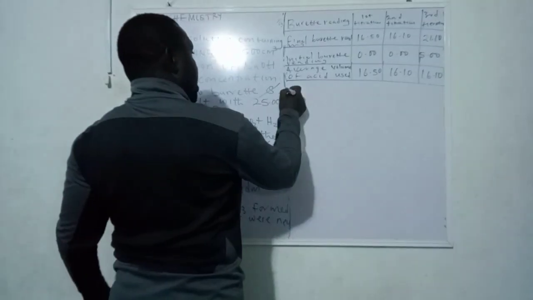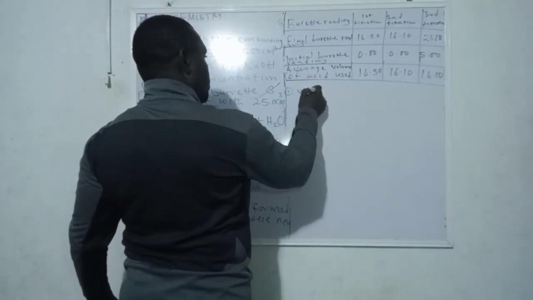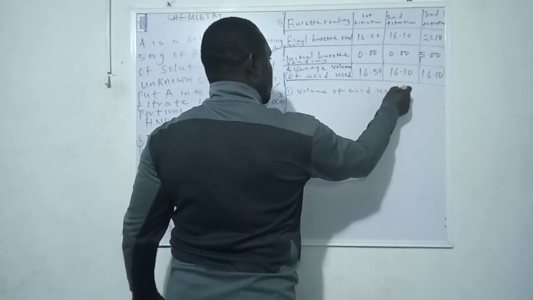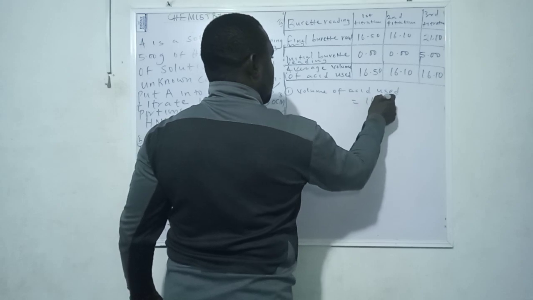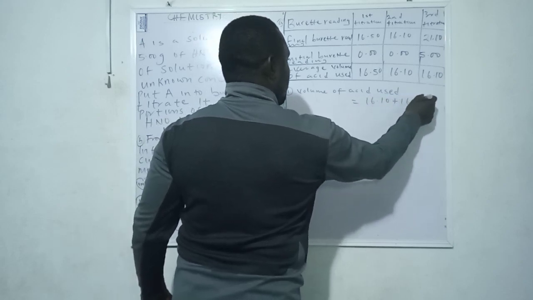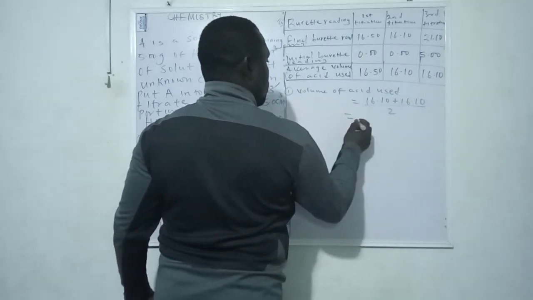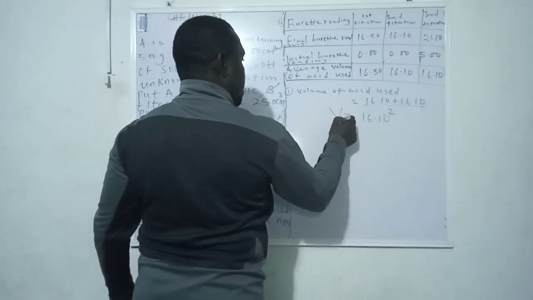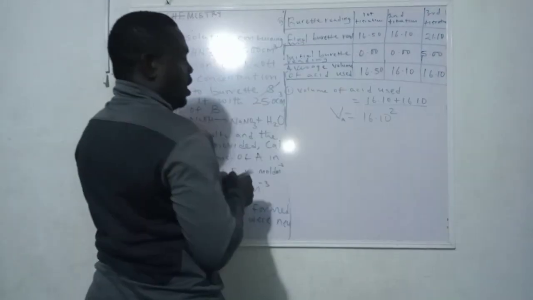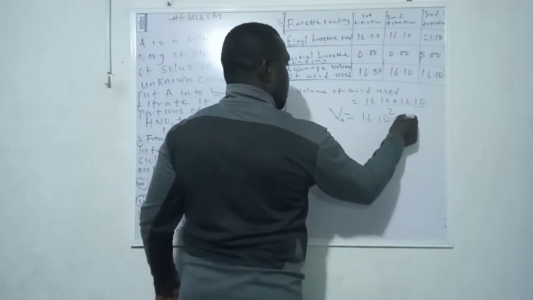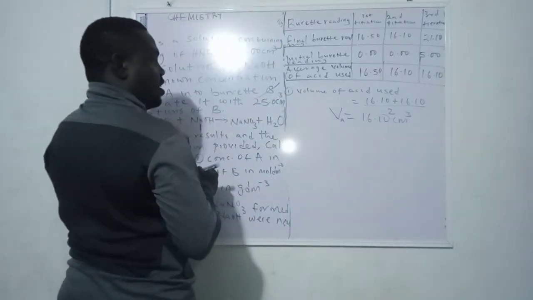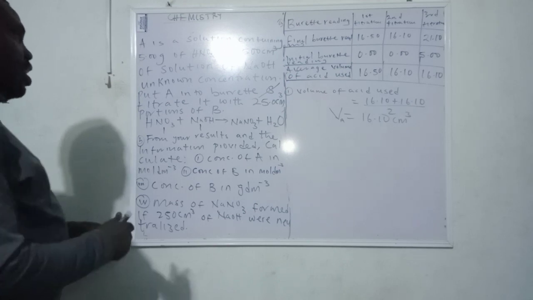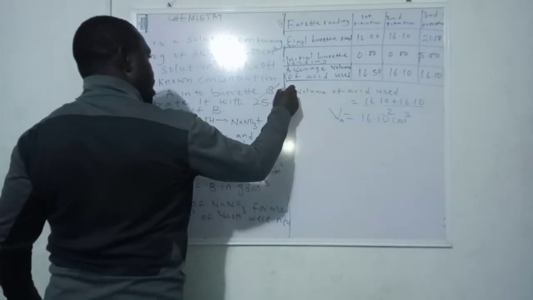So the volume of acid used equals 16.0 plus 15.0 divided by 2. So that will give me 16.0, and I can call that my VA. So my VA, which is the volume of the acid, is this. Okay, now let's move to our next question. I call that the A part of the question.